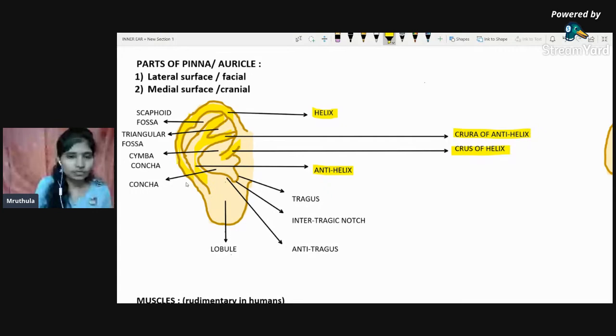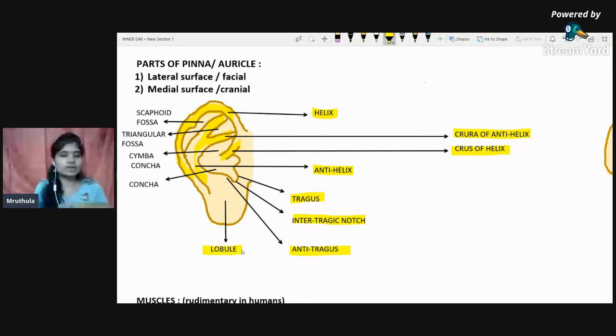Now coming down, we have tragus. Tragus is on the anterior aspect. Opposite to that, we have antitragus. Then in between both, we have the intertragic notch. The structure which is on the bottommost part of the pinna is called the lobule.